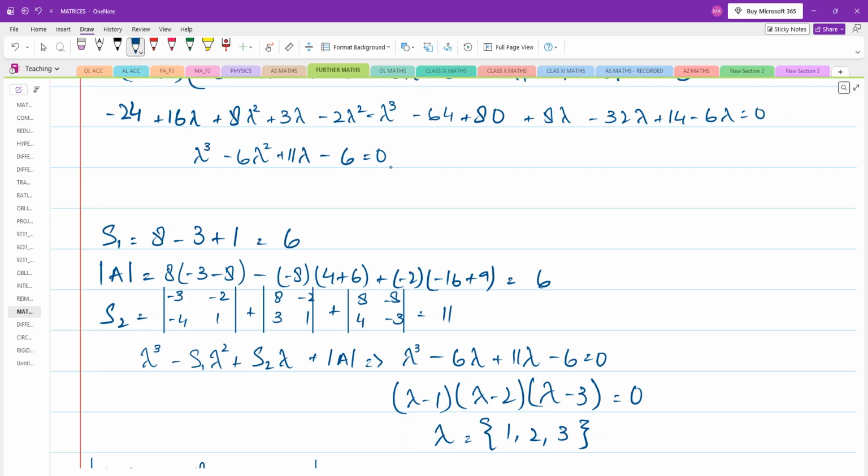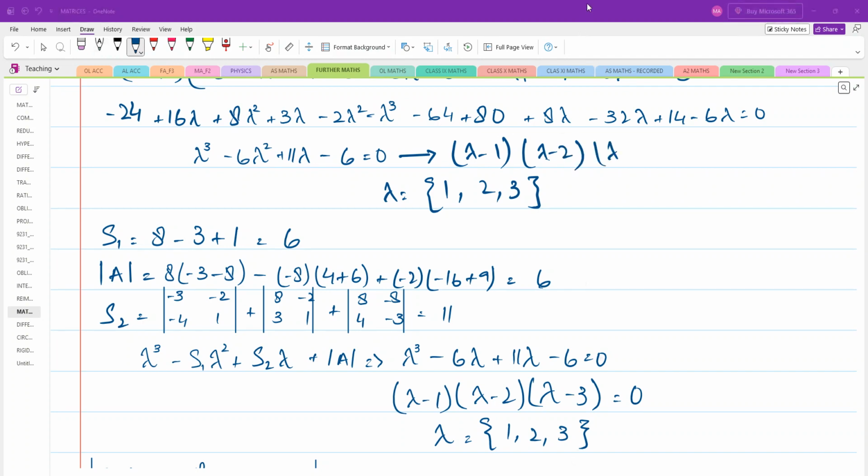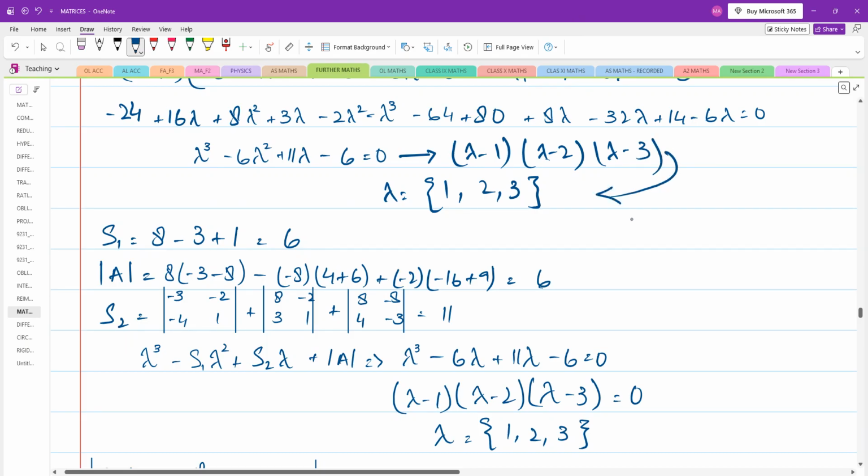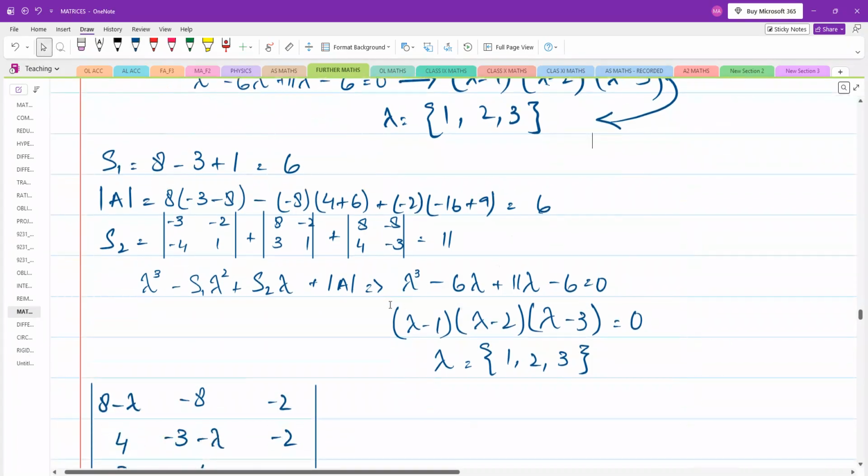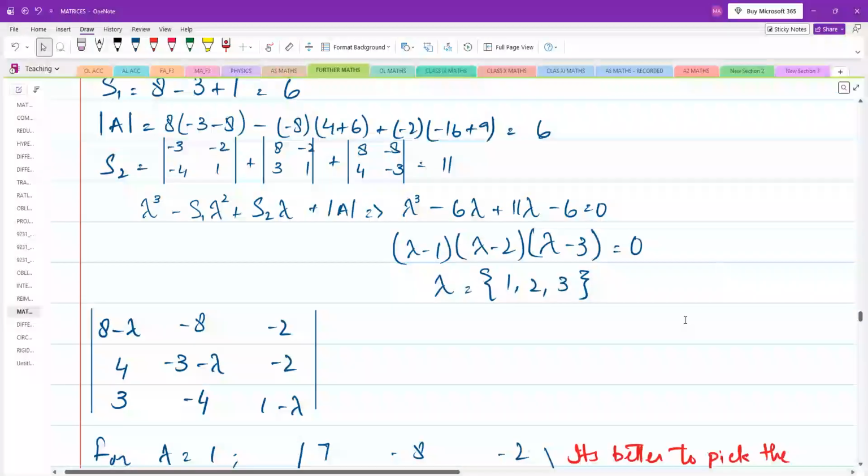One thing that you need to realize about those three values is that you won't just write, oh, so lambda equals 1, 2, and 3. No, you're supposed to actually show this. You're supposed to write it like this first: lambda minus 1, lambda minus 2, and lambda minus 3. You're supposed to write this and then convert it into this. So exactly what is written over here.